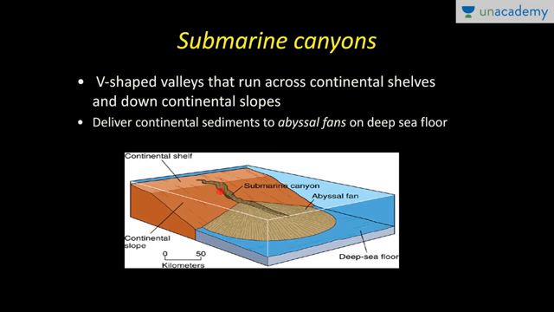Generally, these submarine canyons are found along the mouth of the river. For example, the canyons around the mouth of the Mississippi River, or around the Nile River or Amazon River, right? And these deliver continental sediments to abyssal fans on the deep sea floor. Now see, this one is the deep sea floor. This is the continental sediments, right? This is known as the abyssal fan, and this V-shaped valley is the submarine canyon.